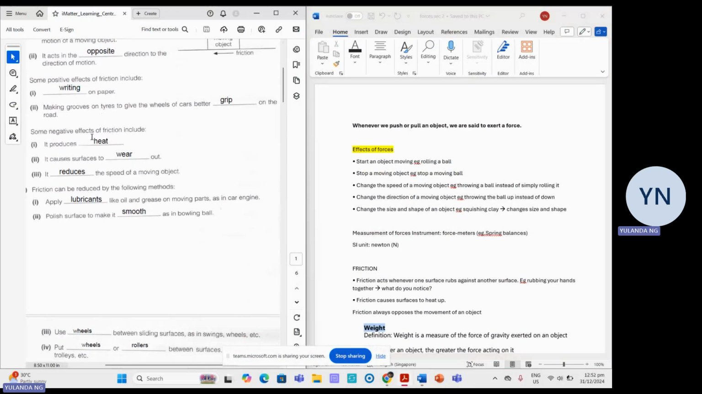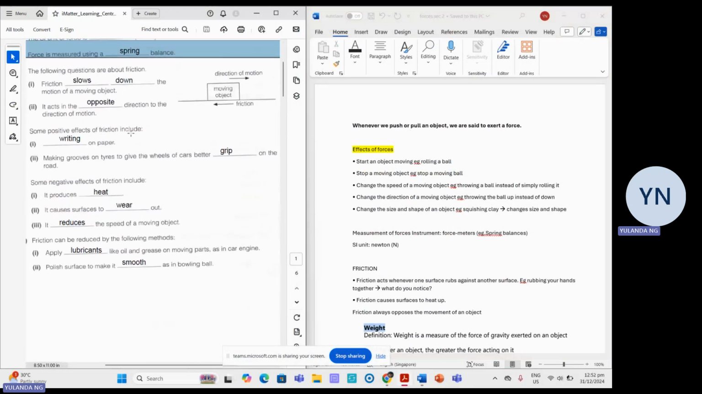Negative effects of friction: it produces heat. Why? It can be negative and positive, so it depends on the situation, but most of the time it's negative. Why? Because heat is produced, and your materials tend to wear out. Also, we did mention that it reduces the speed of a moving object. So it will help you answer this question.